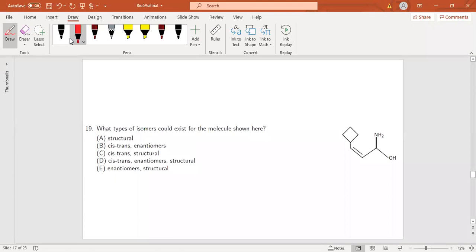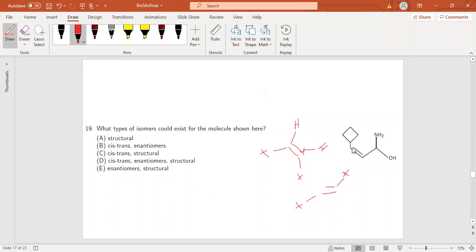Number 19 is asking what type of isomers we can see with this molecule. So let's first look for cis-trans. So cis-trans would have something where you have a double bond, and let's just say we have H's on one side, and then you'd have another atom, let's just say X on the other side, right? So that's cis, and if we were to make that trans, it would look something like this. So X over here and X over here.